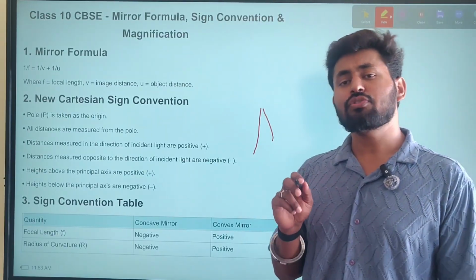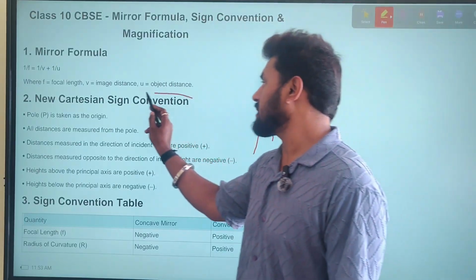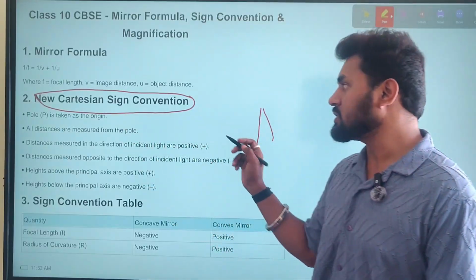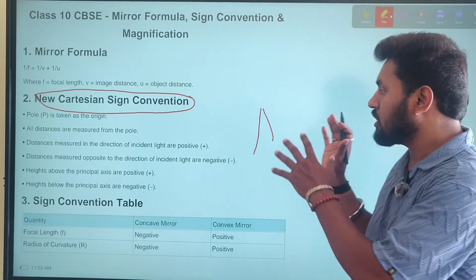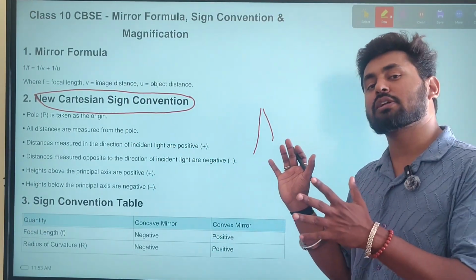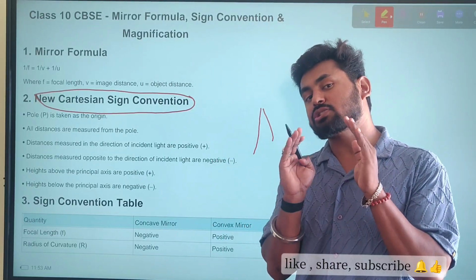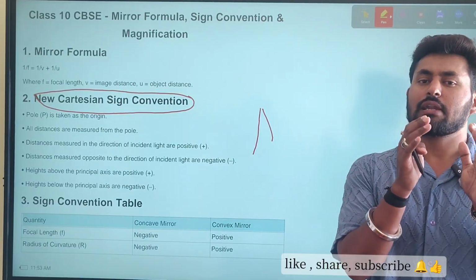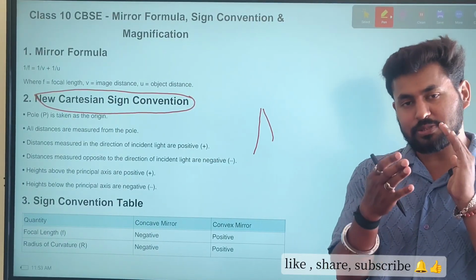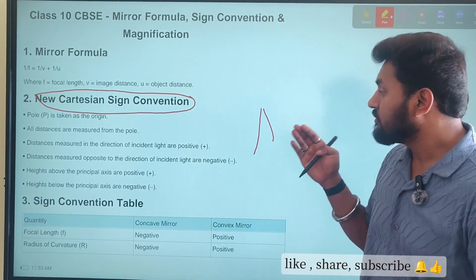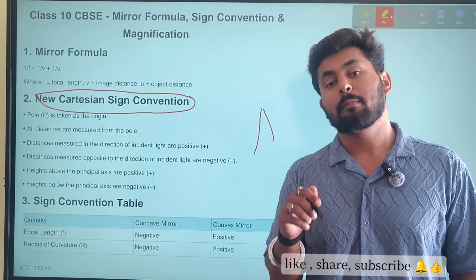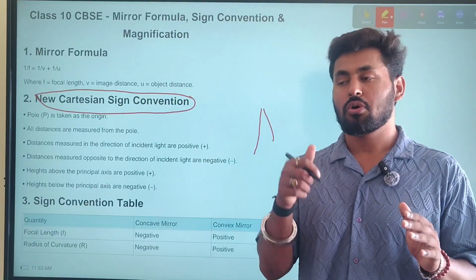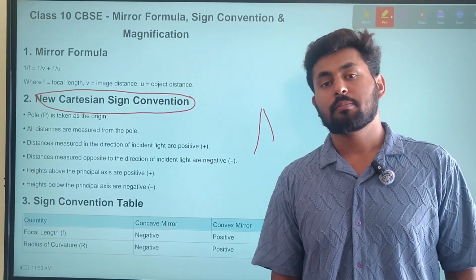Now, moving ahead, let me draw this diagram that is written over here, that is the new Cartesian sign convention. That means we should have a diagram of, let's say, concave and convex, and from there I'll teach you how I have to take the sign convention of each, let's say focal length, image distance, object distance, everything. And the next thing that will be coming up is magnification, and after that we will be solving sums on the mirror formula.